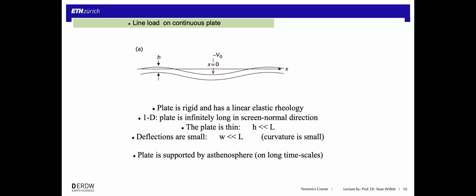So we make a couple of assumptions. We assume that the plate is elastic. It's not rigid, but solid, that should say, really. And it has a linear elastic rheology, one-dimensional in this view, and it's thin. So the thickness of the plate is small compared to the size, and the deflections are small. We have to make these assumptions or the problem is no longer a thin plate. The plate is supported then by an asthenosphere, which has some buoyancy, fluid buoyancy term that comes into the problem then.